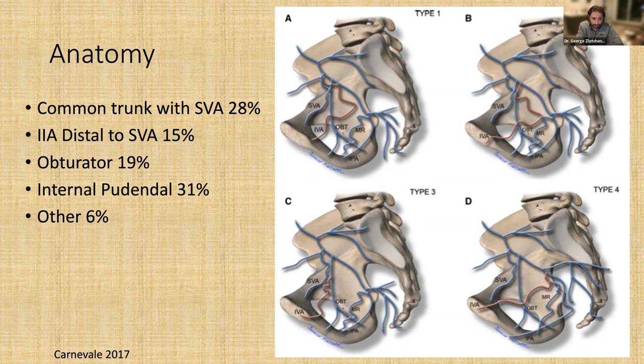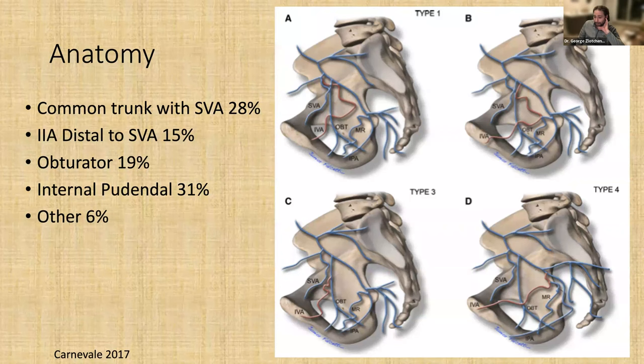So these are just some other examples. The main thing is, it's going to be difficult for you to remember these different anatomies and branching types. It's just important to know that there can be very variable anatomy. It's much different than performing a uterine artery embolization. It takes much more time and studying of anatomy.